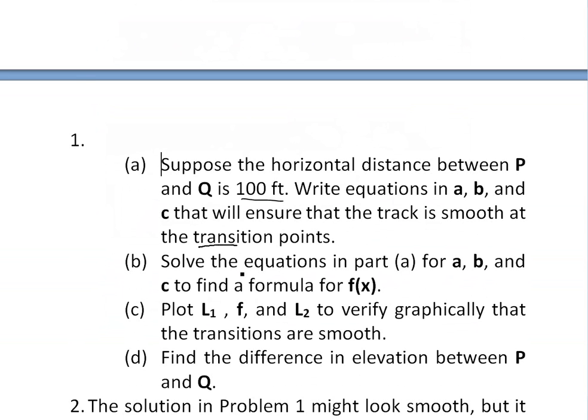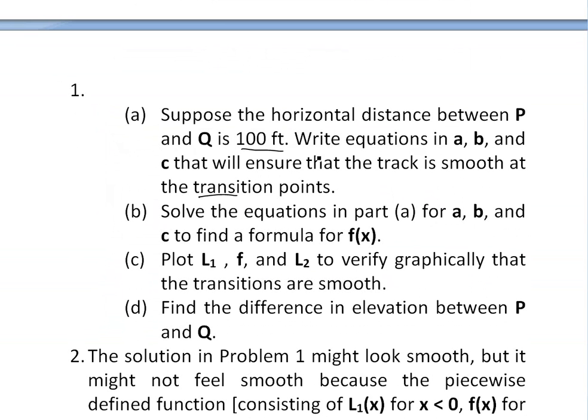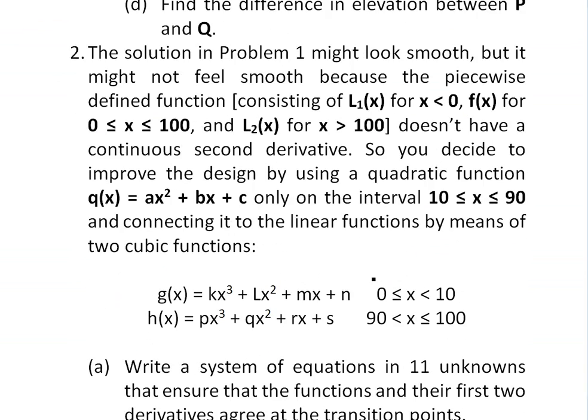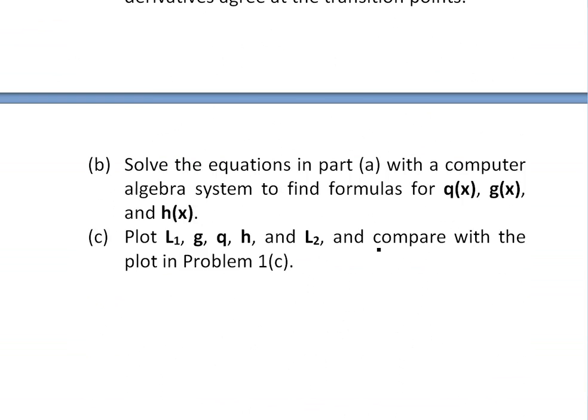And basically, write equations in a, b, and c that will ensure the track is smooth at the transition points. And then part B and part A are the same thing, so I'll do these all in one. Part B is saying solve for a, b, and c to find a formula for f of x, but this is the same thing. So I'll just do A and B right now. I'll go over the example on part 2 in a bit.